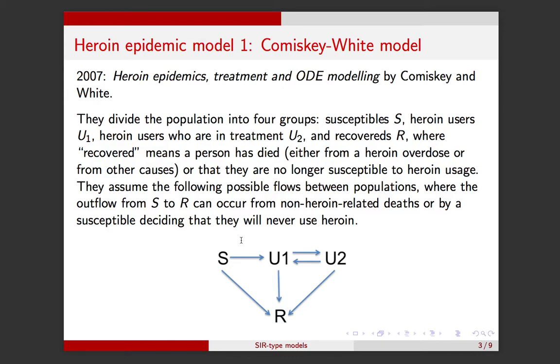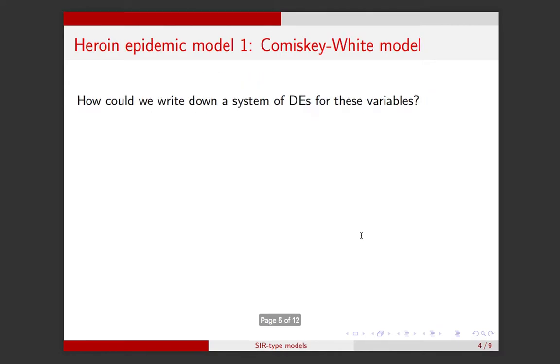And by the way, Comiskey and White assume that regardless of which population you're in up here, you can become recovered by deciding not to use heroin anymore. So if you're susceptible, you can just declare, I will never use heroin, and you'll move into this group. If you're a heroin user right now and you stop using and declare you will never use again, you flow this way. So anyway, there are their population groups and there are their flows.